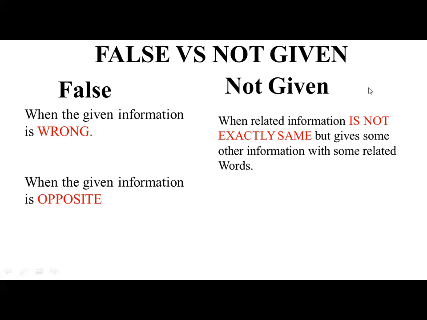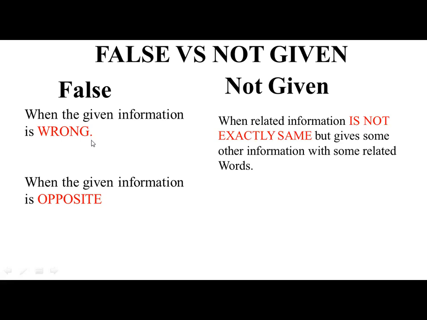So, before doing the direct practice, let's understand these terms false and not given. What's the difference between false and not given? False is when the information is wrong. You can say that is wrong. For instance, I told the receptionist to inform my students to sit in room number 6, but she told the students to sit in room number 26. So she has given the wrong information.